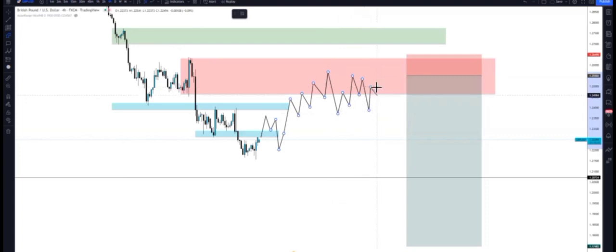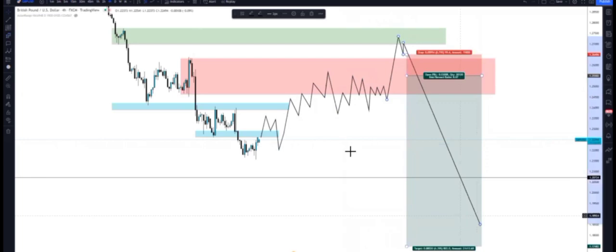And price ranges a little bit, probably Asian range, clears out the low, and in London the manipulation comes in. So probably FU everyone out. All right, probably a momentum from the news. Remember what I told you guys, the news is always an excuse. So probably do something like this, and then price will just head back down.